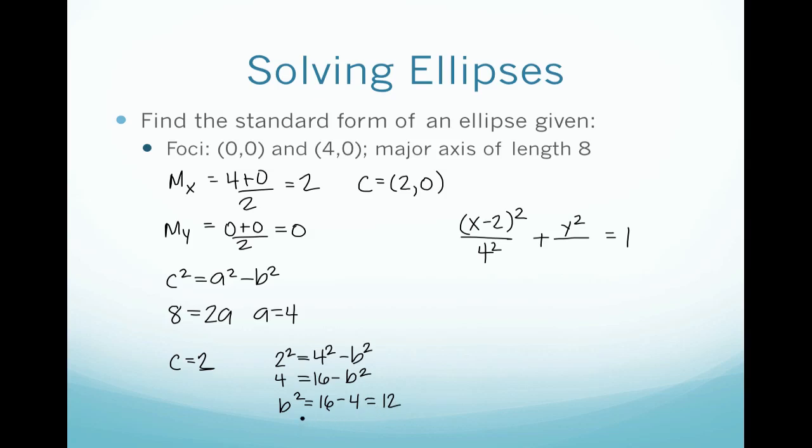Okay, so since we know that b squared equals 12, that means b equals the square root of 12. So our answer here is going to be square root of 12 squared. And we're leaving it in standard form, which means that we're going to have our a and our b in terms of squared terms. But you could also write this as (x minus 2) squared over 16 plus y squared over 12 equals 1. But we have now found the standard form of the equation of the ellipse using its foci and the major axis.